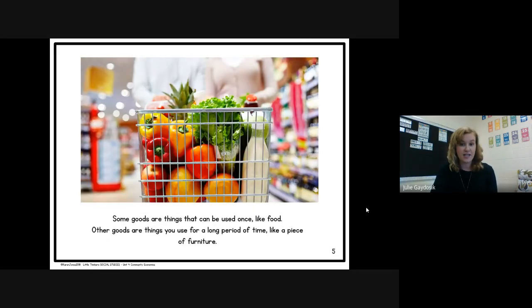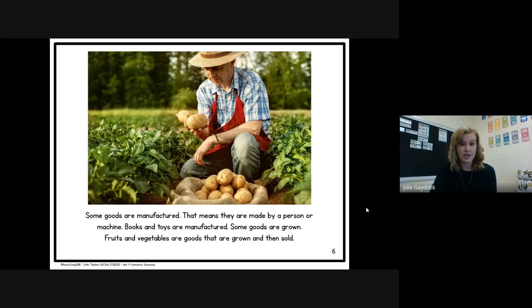Can you name another item that could be considered a good? Some goods are things that can be used once, like food. Other goods are things you can use for a long period of time, like a piece of furniture or a car or something like that. Some goods are manufactured. That means they are made by a person or a machine. Books and toys are manufactured. Some goods are grown. So like fruits and vegetables are grown, and then they're sold.